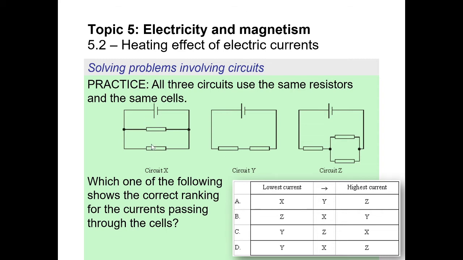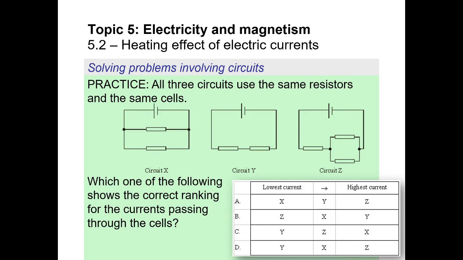We've got circuit X, circuit Y, and circuit Z. And we want to look at how these resistors are arranged. Since we want to know which one has the lowest current, which one has the highest, let's think about what that means. They all have the same voltage. They have the same source, so the same total voltage. Now, due to Ohm's law, we know that total voltage is equal to the product of total current times total resistance.